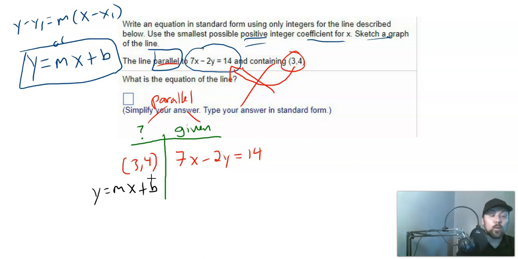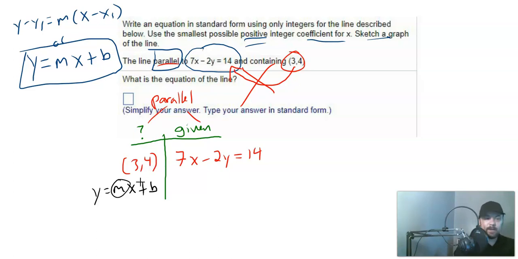But what do I need to know first to get started? We talked about this earlier in the video. You need to know the slope. To find the slope, I need 2 points. That's how we did it before, but I don't have 2 points. They only gave me 1 point. So that's where we're running into some difficulty here.